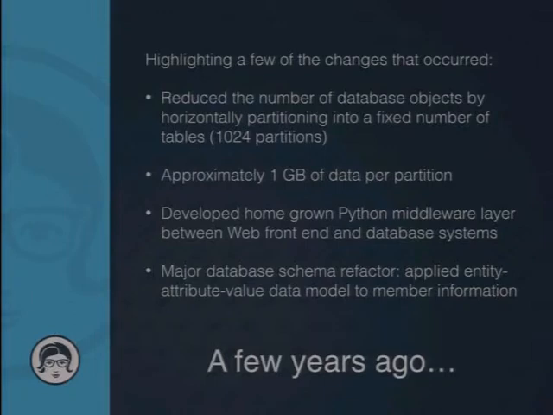A couple of changes to highlight around how we dealt with our member information. We reduced the number of partitions by having a fixed set of tables. So 1,024, because we like those round powers of two. And we hashed all the accounts into them based on whatever their account ID was. So this reduced our data set, I suppose, for each partition to about 1 gigabyte of data.